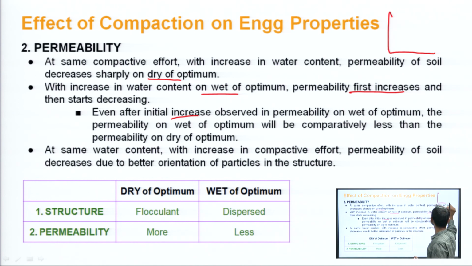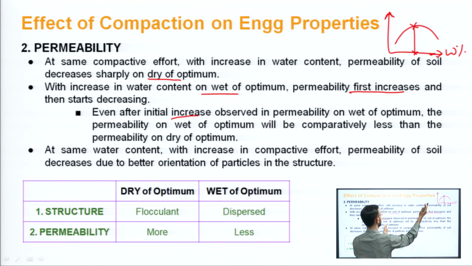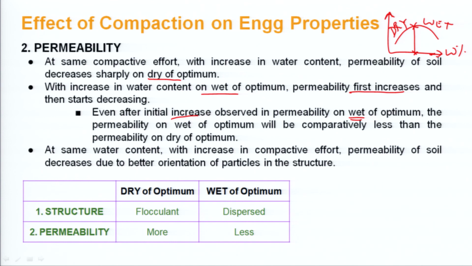So, let us say this is the curve, and this is the OMC, and this is the gamma d value on the y axis, and w, the water content, on the x axis. See here the very first point: at the same compactive effort, if we are talking about the dry side, the permeability decreases sharply. But when you move on to the wet side, the permeability will first of all increase, but then it will be decreasing there. So even after the initial increase observed on the wet side, the permeability will be comparatively less than the permeability on dry of optimum.